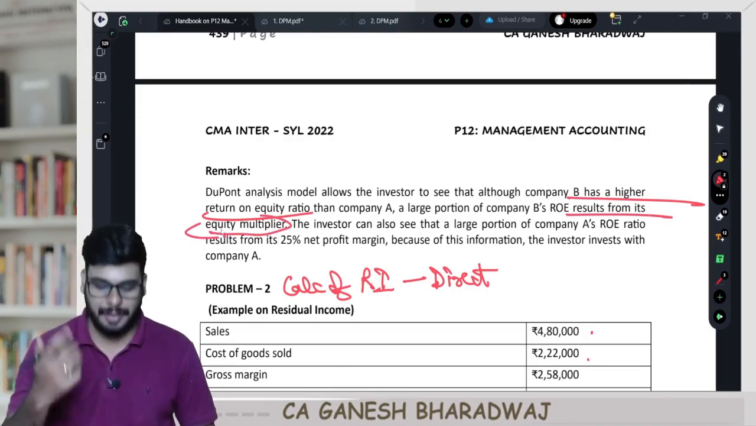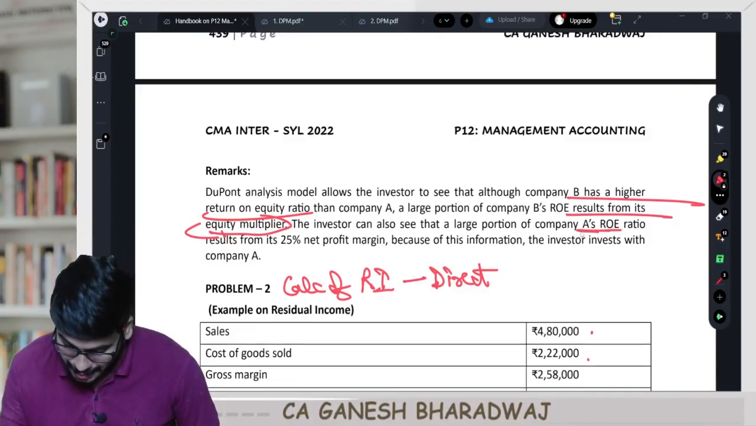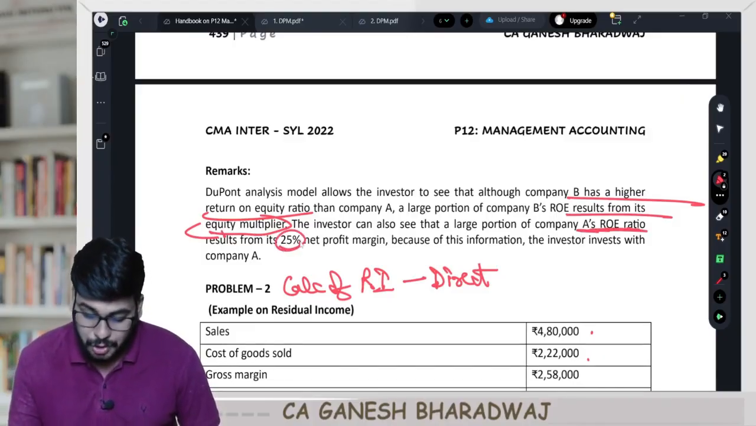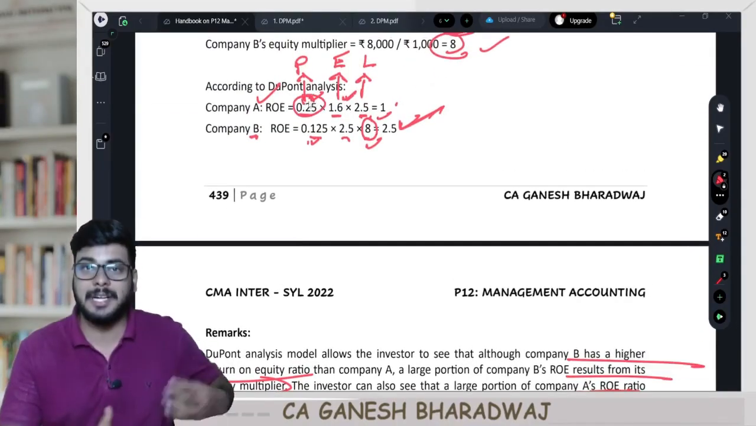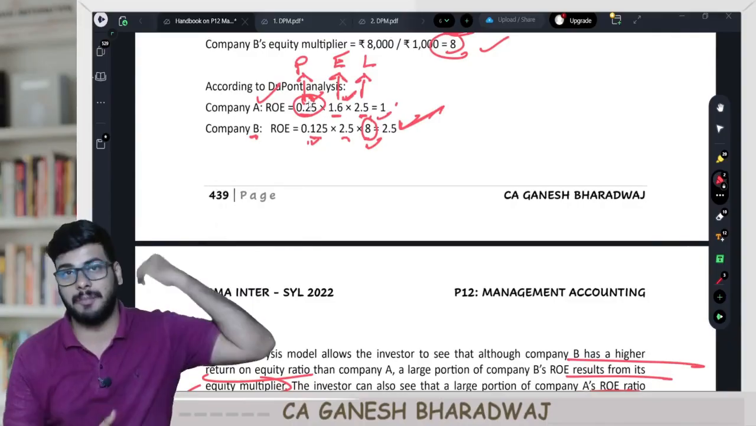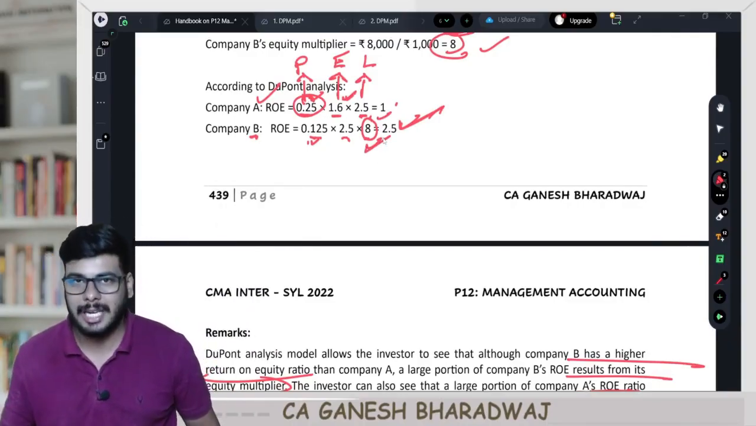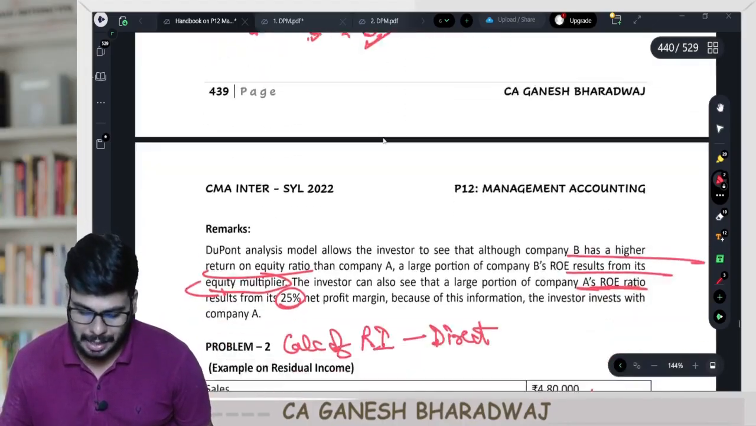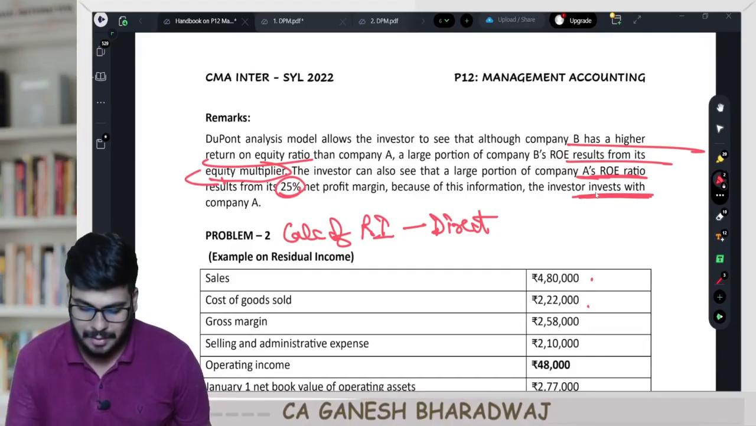Just now I told you the leverage effect. The investor can also see that a large portion of company A's return on equity results from its 25% net profit margin. So here company A is dependent on its organic growth, which is nothing but the net profit margin, whereas company B is heavily reliant on their equity multiplier. So now any day company A is better. Look at this. Because of this information, the investor invests with company A.